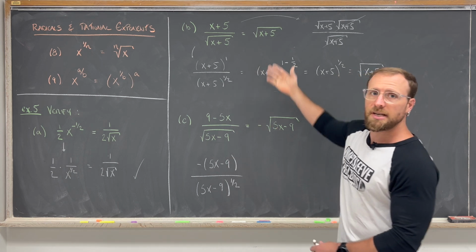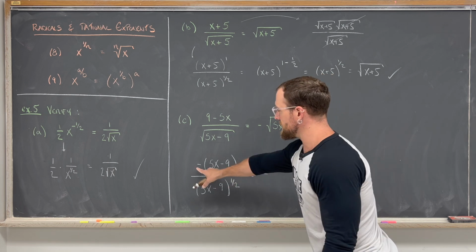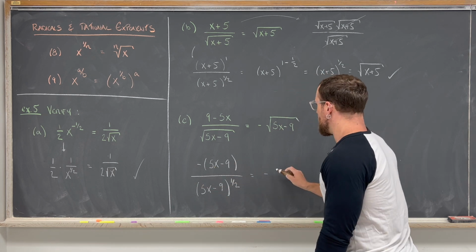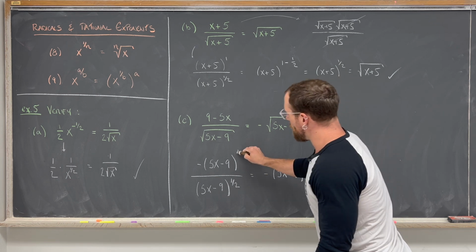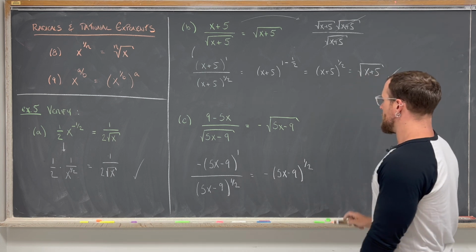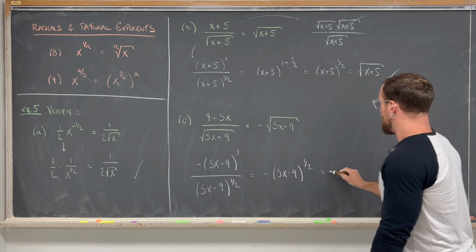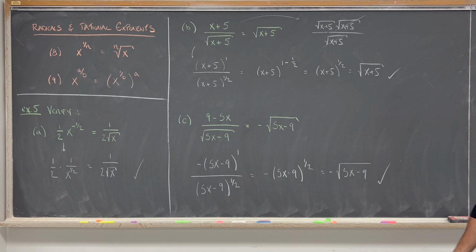But now you can proceed just as in example B, and you can say that this is negative, because that negative 1 isn't going to disappear, negative 5x minus 9 to the 1 minus 1/2, which is 1/2, okay? And that, of course, is the same as negative square root of 5x minus 9. So that verifies it.